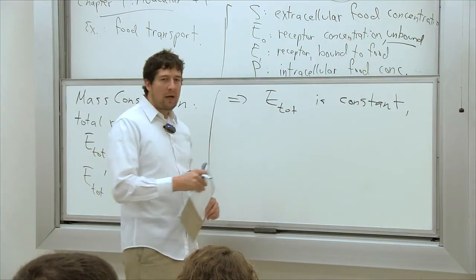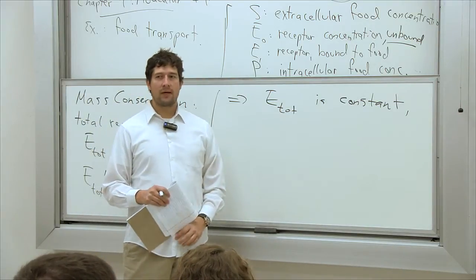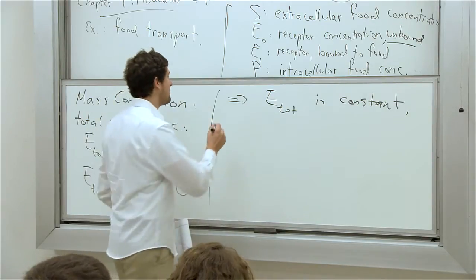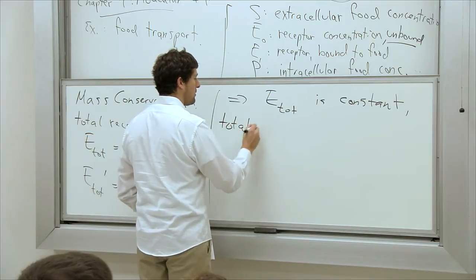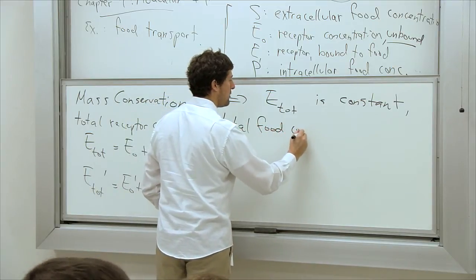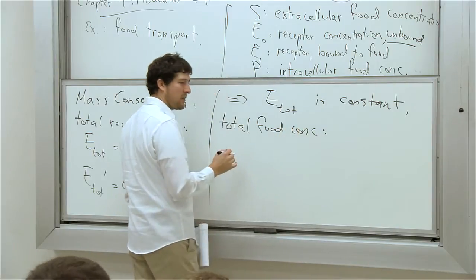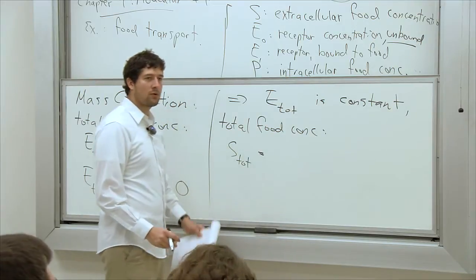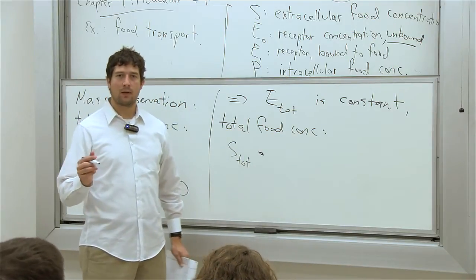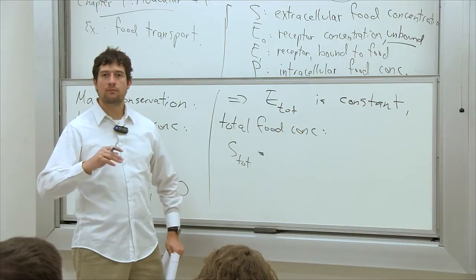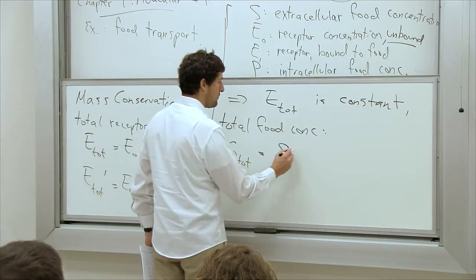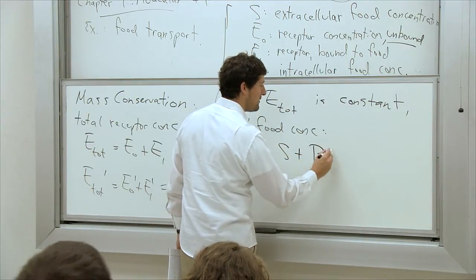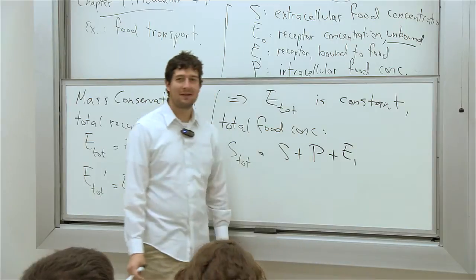All right. What else doesn't change? Can anybody tell me another mass conservation property in here? Total food. Excellent. Now, this one's a little bit tricky. Let's write this as S tot. What is the total food? Michael? It's the extracellular food concentration plus the intracellular. Ah, nice. E1 has food too, right?